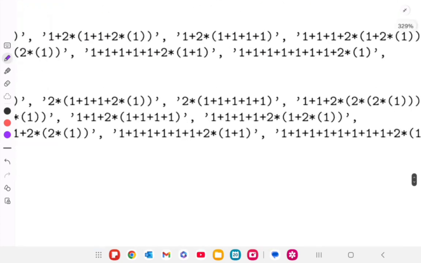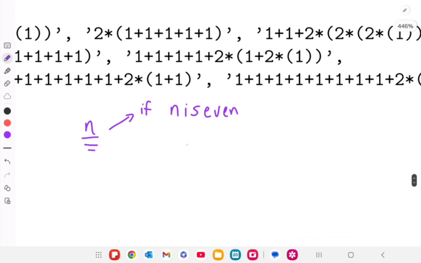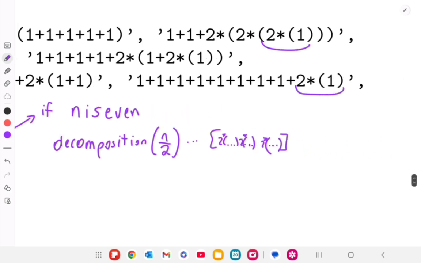Our recursive pattern here is that given an integer n, first we check if n is even. If it is even, then we call the same function, we get the decomposition of n over 2, which would give us a list containing all of the possible decompositions of n over 2. And then we iterate over this list, and for every one of them we add 2 times and we add the parentheses. This is just for semantics, because it wants parentheses around 2 times, like here, and here, or here.